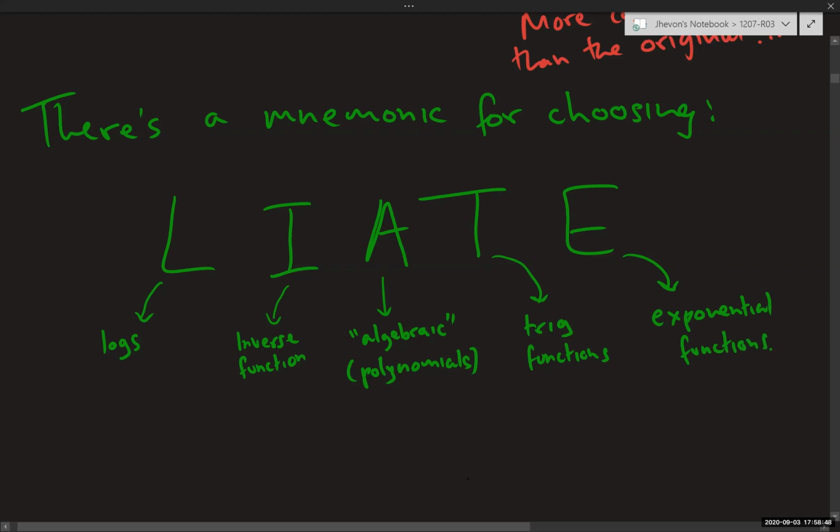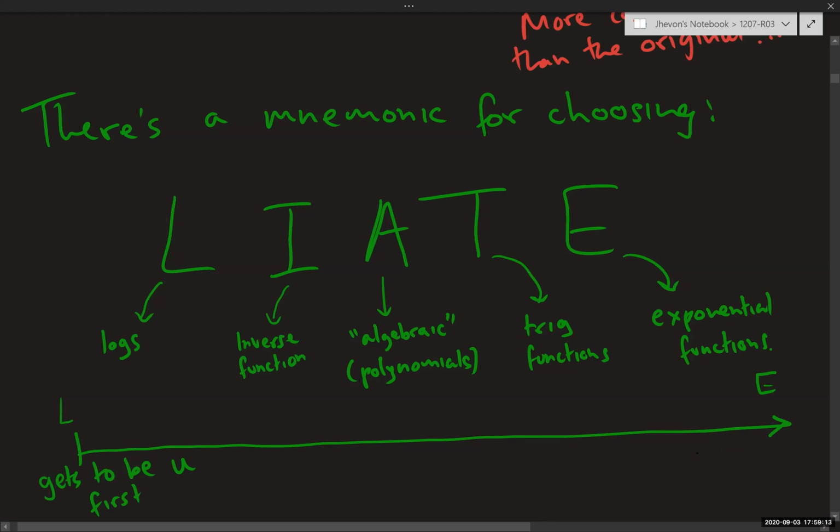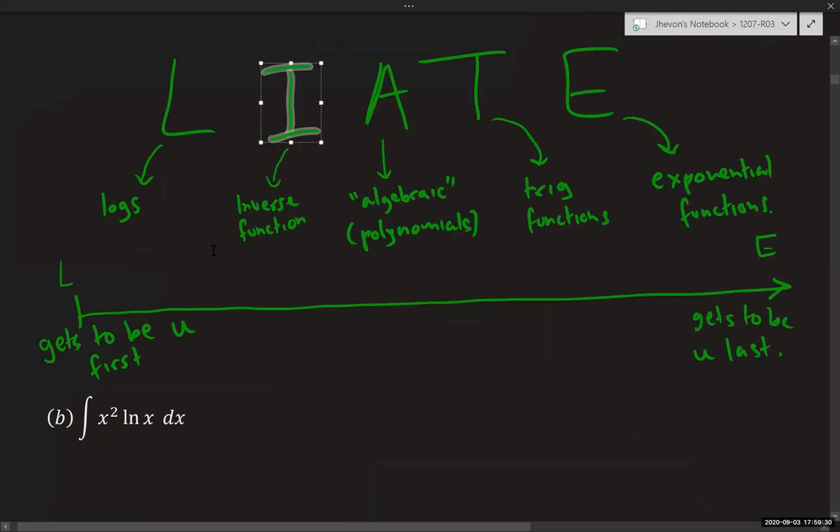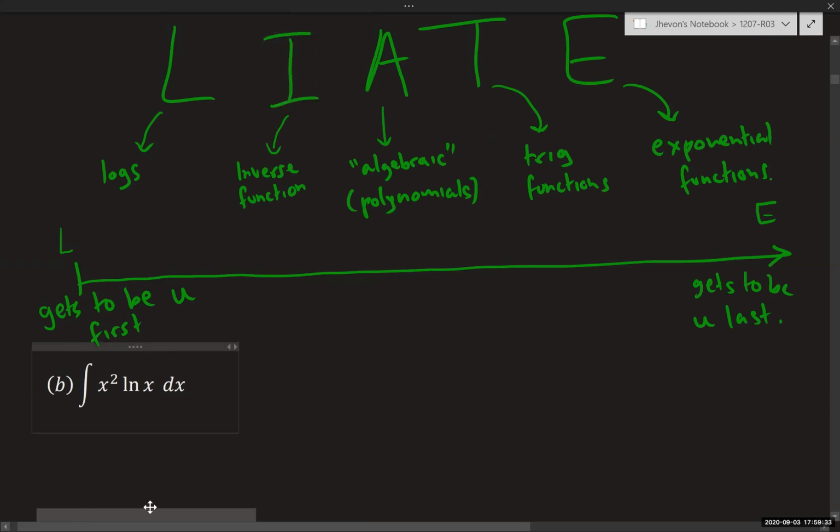And how does this actually help us choose the parts? Well, here's how it's chosen. It's like a spectrum where L is towards the left and E is towards the right. Along the spectrum, the ones towards the left get to be u first, whereas the ones towards the right get to be u last. What do I mean by first versus last? I mean in terms of priority. When you have two different classes of functions, how do you actually make the choice?